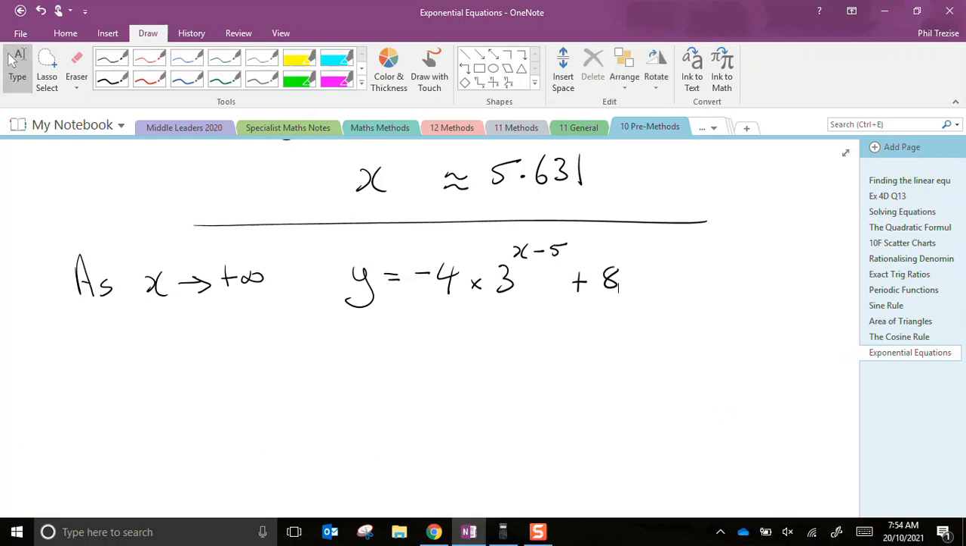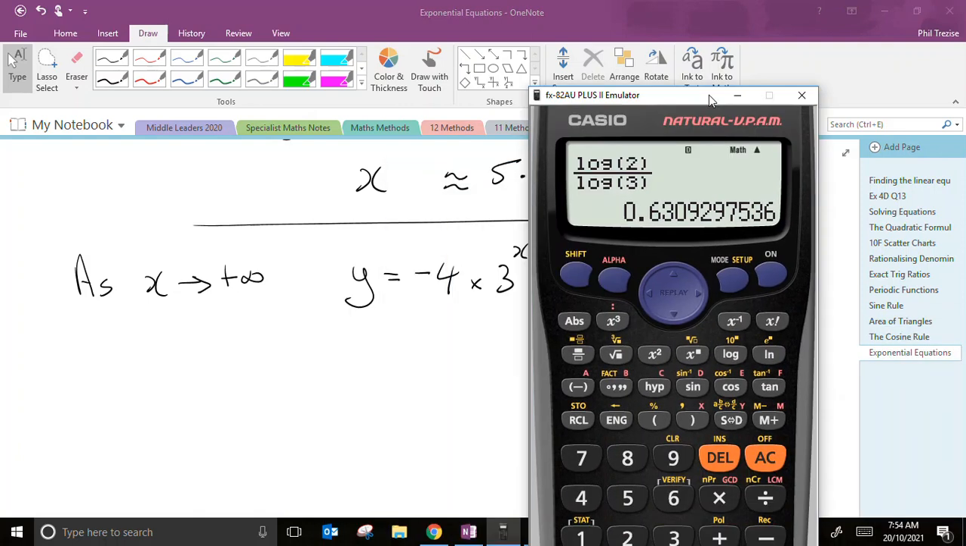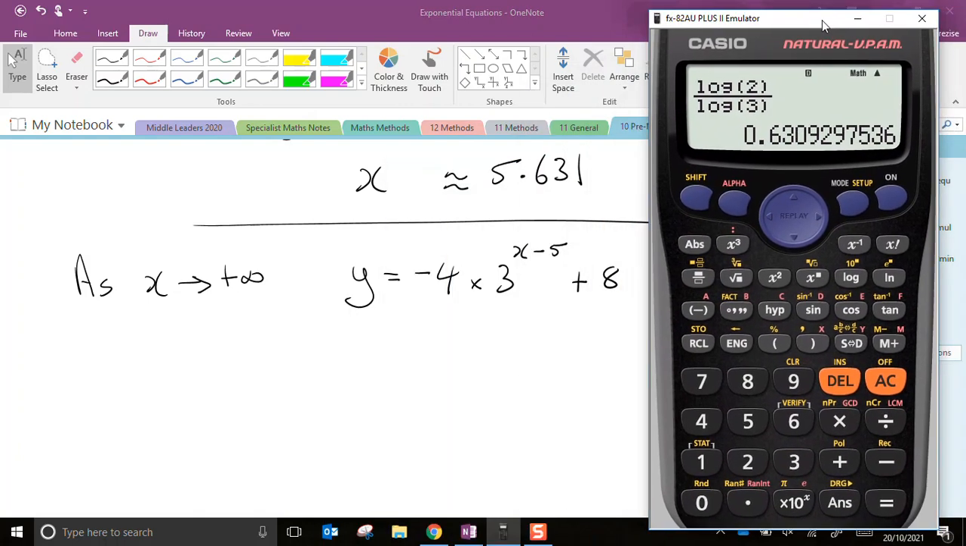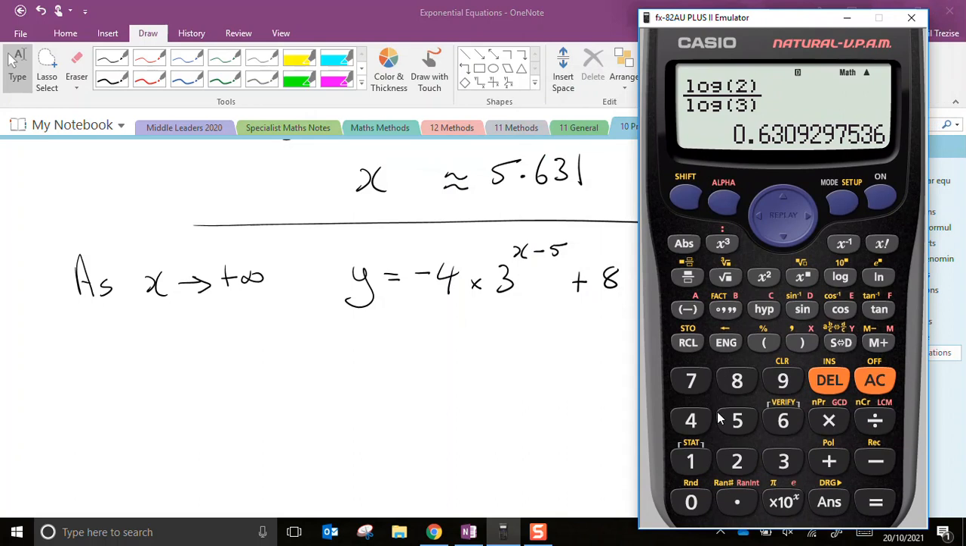If I want to get an idea of what's happening here, there is no infinity key on the calculator, but I could just substitute a large value. Better still, if I substitute a couple of different large values. Now I might start with a number like 10. I know that's not particularly large, but it's a starting point, plus 8.